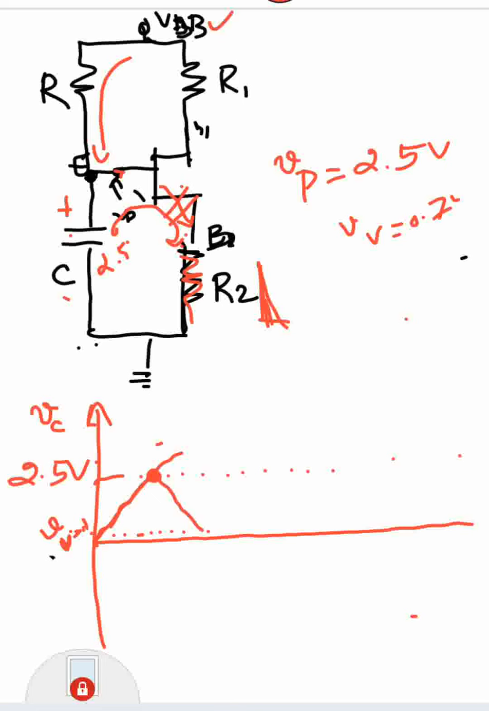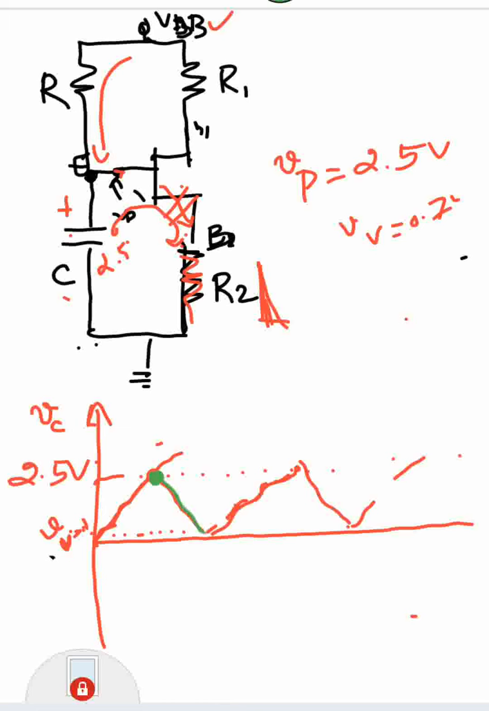Okay. Now what happens is that the capacitor again charges to this VBB. Once it goes beyond this Vp, the capacitor discharges through R2. Once it goes less than this Vv, again the capacitor charges. Okay. So during this period, when it reaches Vp, the capacitor immediately discharges through R2.